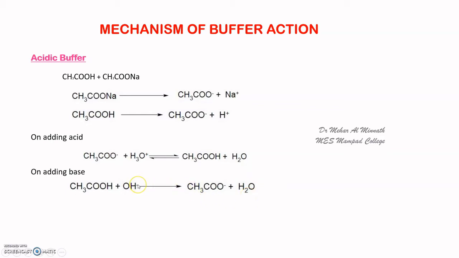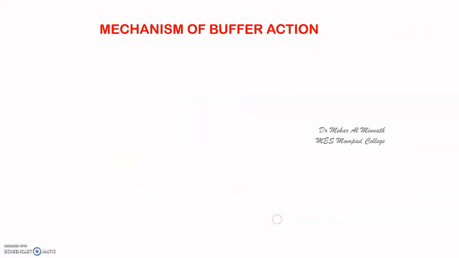So the added OH minus combines with acetate ion. So the pH again is not going to change. So this is how an acidic buffer resists the change in pH. Now let us see how a basic buffer will resist the change in pH.